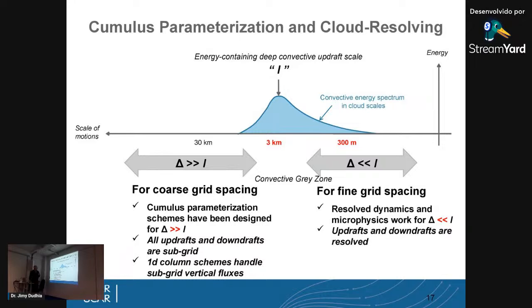So for coarse grid spacings, cumulus parameterization schemes have been designed for grid sizes much greater than L. All updrafts and downdrafts are subgrid, and the 1D column scheme handles the subgrid vertical fluxes. So the cumulus scheme acts just in individual columns where there's convection active. For fine grids, resolved dynamics and microphysics are all you need to treat the thunderstorms. And so there you do not need a cumulus parameterization. You can resolve it with the model dynamics and the microphysics themselves.